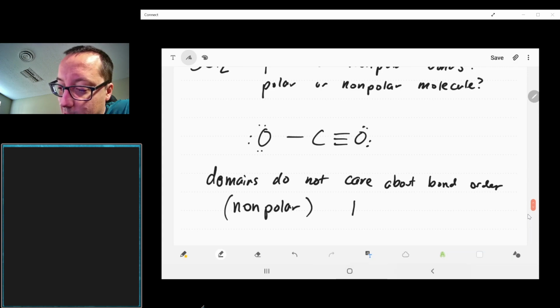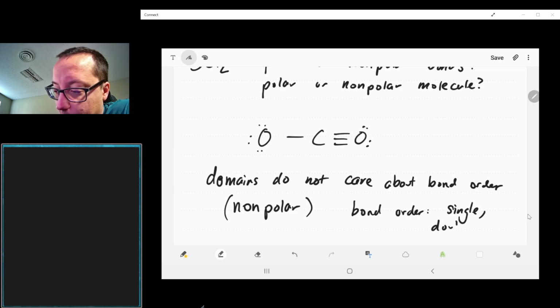Bond order, remember, would be single, double, triple bond. It does not matter about your bond order when you're looking at something's polarity. All right, so just keep that in mind.